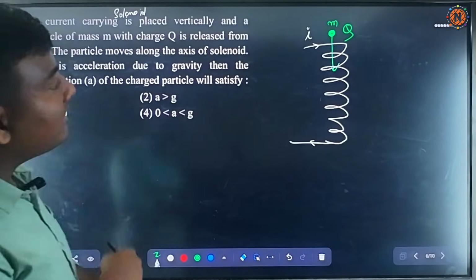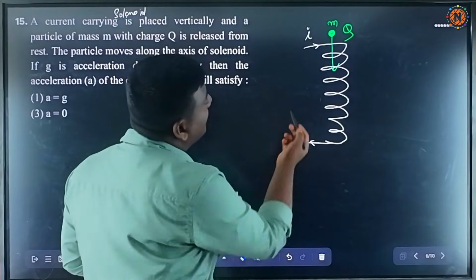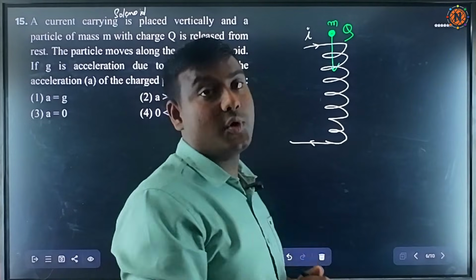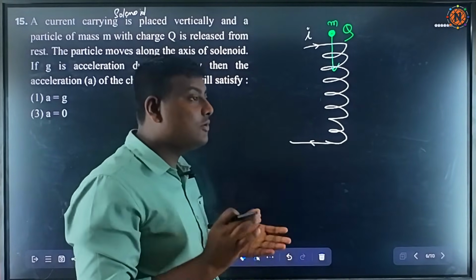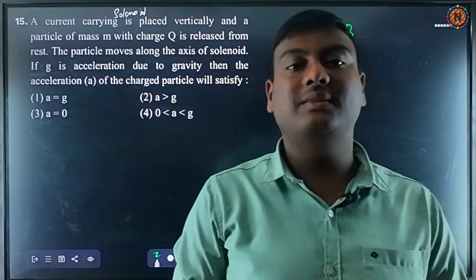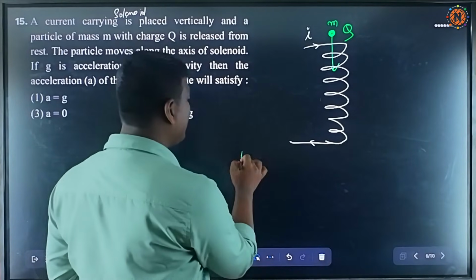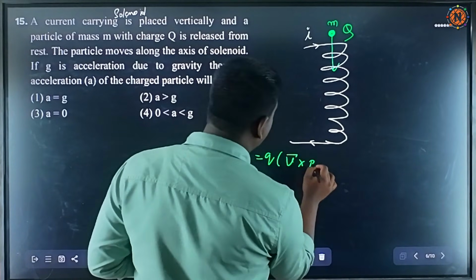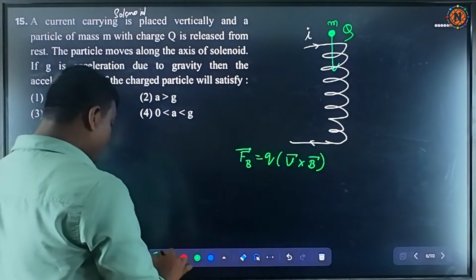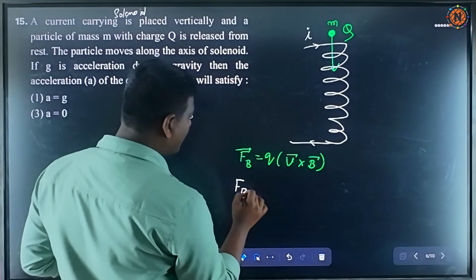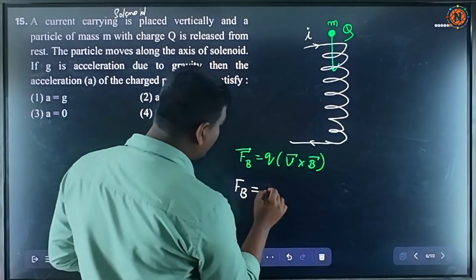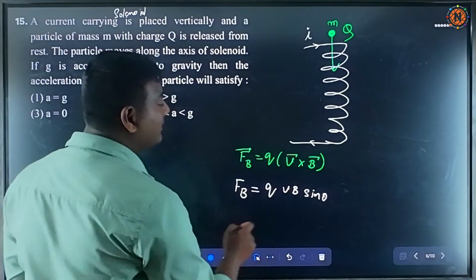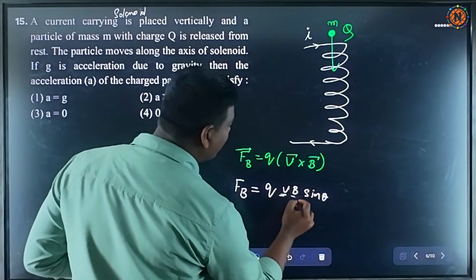Okay, see. Since current is flowing in the solenoid, it will produce a magnetic field. Yes or no? And we know that magnetic field applies some force on any charge, and that will be F equal to Q V cross B. If we find the magnitude of this force, it is Q V sin theta. Now what is theta? Theta is the angle between velocity and magnetic field.